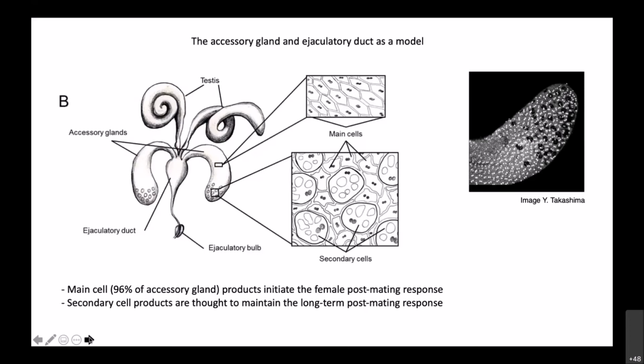You can see this image on the right hand here is made by an undergrad in my lab, Yoko Takashima, who's working on accessory glands. And you can see those large dark circles. Those are large vacuoles associated with secondary cells. So you can see they're quite easy to distinguish from main cells. And here they are at the tip of the gland.